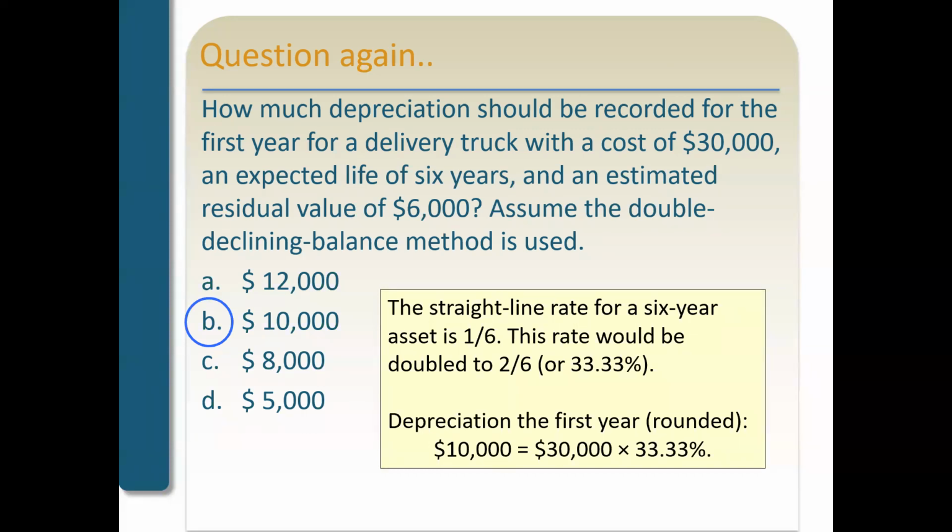If the going straight line rate is 1 divided by 6, we double it. So instead of 1/6, we take 2/6 each year, or 33.33%. So 30,000 times 33.33%, the first year would be 10,000 in depreciation.